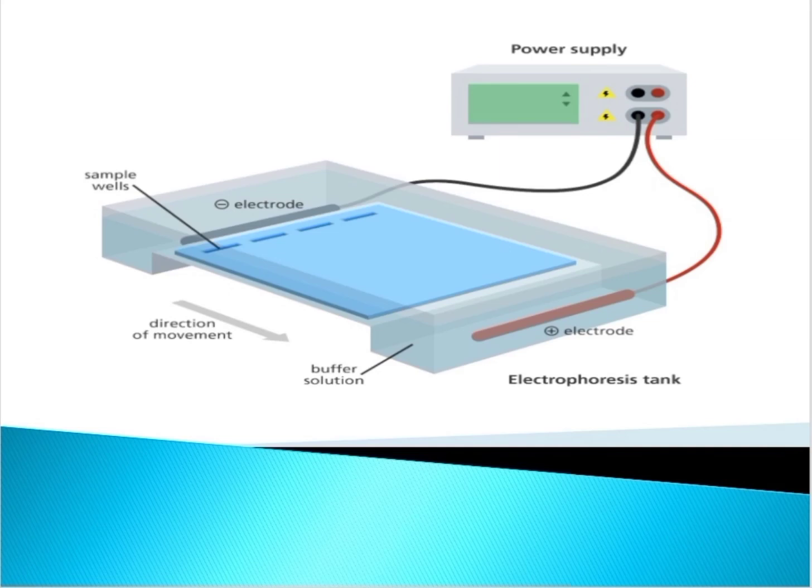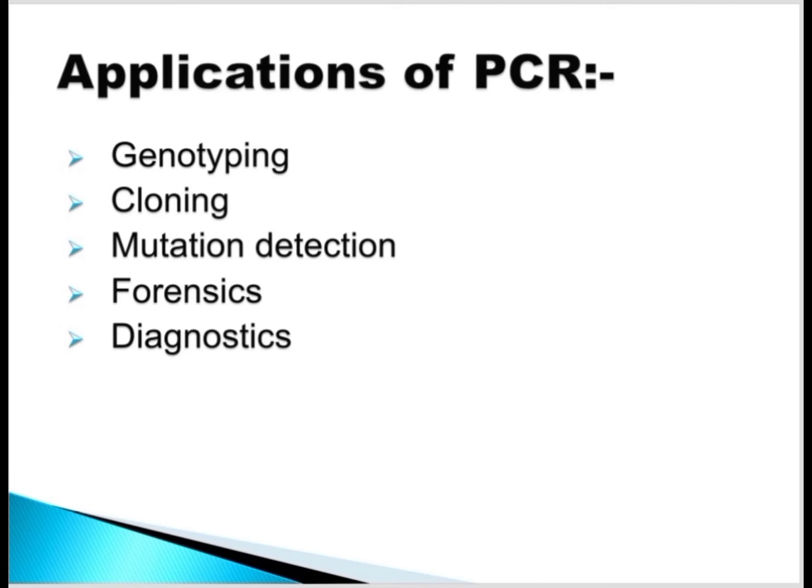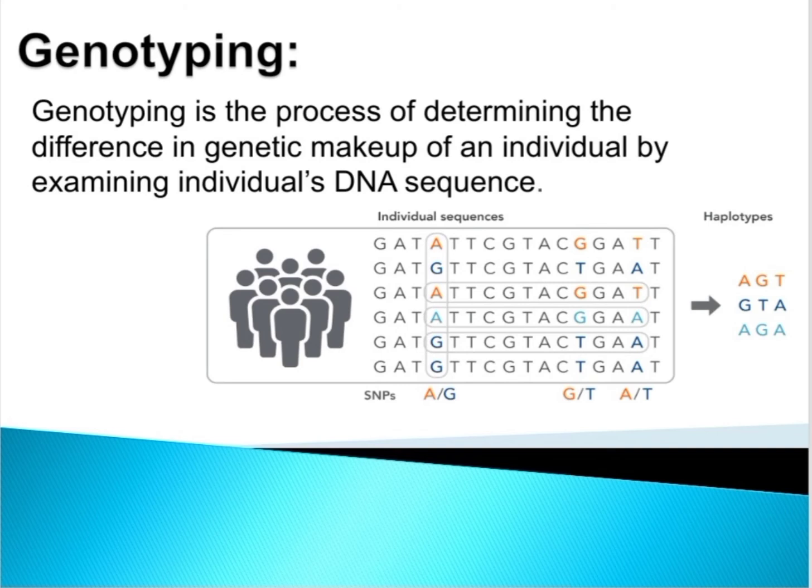This picture shows the process of gel electrophoresis when the DNA is going to be visualized. Applications or uses of PCR. PCR is used in genotyping, cloning, mutation detection, forensics, and diagnostics. These are the main uses of PCR. Genotyping. Genotyping is a process of determining differences in the genetic makeup of an individual by examining the individual's DNA sequence.